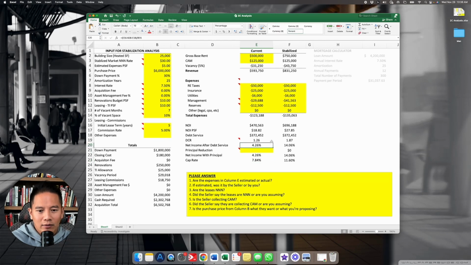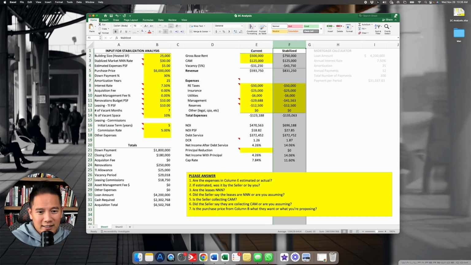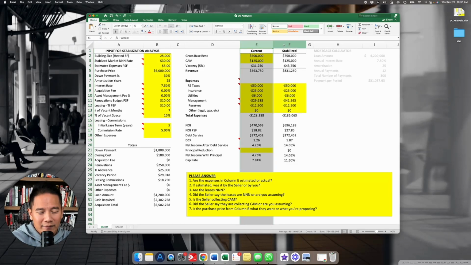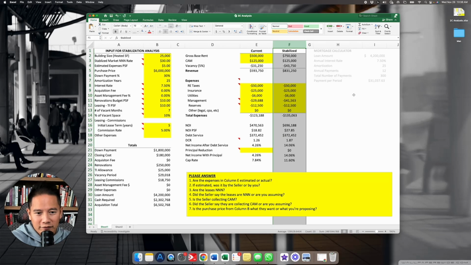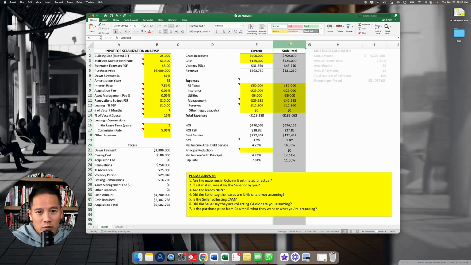Now, keep in mind too, what we're talking about here is just current information. Okay, current income, current expenses. This here, the stabilized side, this is what you use to tell the buyer, hey, buy this deal now, but in 1 year, 2 years, 5 years, whatever amount of time it will take, you'll get here. And guess what? Your return is not 4% anymore. It's 14%. That's what you want to be able to talk to them about in order to show them this is where we are today, but this is where we'll be tomorrow. Okay, well, not tomorrow, but you know what I mean.